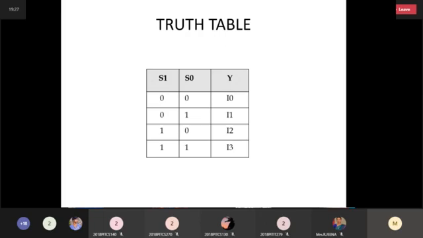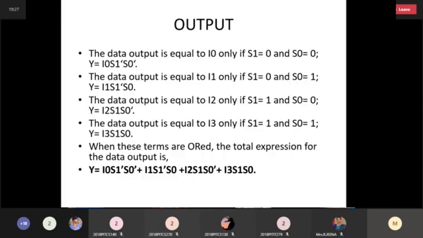S1 is 0 and S0 is 0 means the first input I0 is activated. S1 is 0, S0 is 1 means I1 is activated. S1 is 1, S0 is 0 means I2 is activated. Both are 1 means I3 is activated. So here the data output is equal to I0 only when S1 is 0 and S0 is 0.